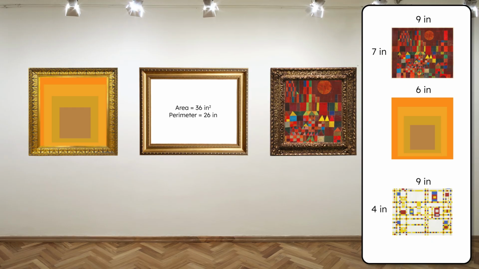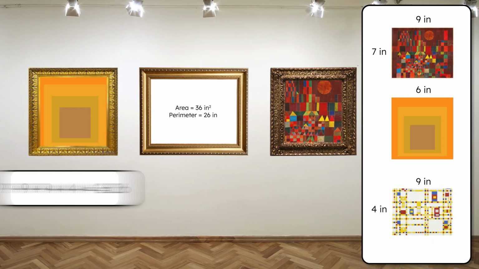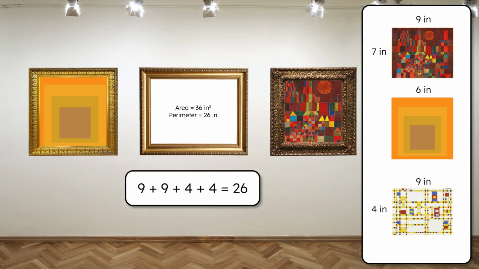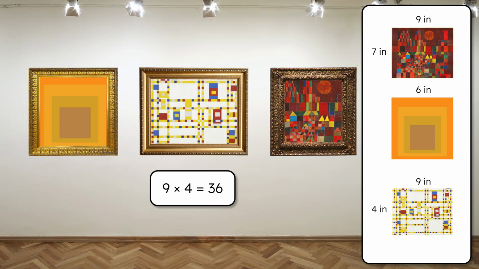And when we add the sides of this bottom painting, 9 plus 9 plus 4 plus 4 equals 26. That's the perimeter of the middle frame. And 9 times 4 equals 36, which matches the area of the frame too.